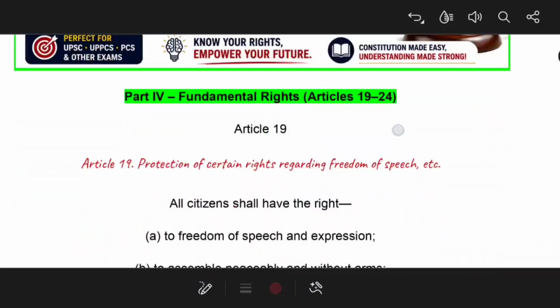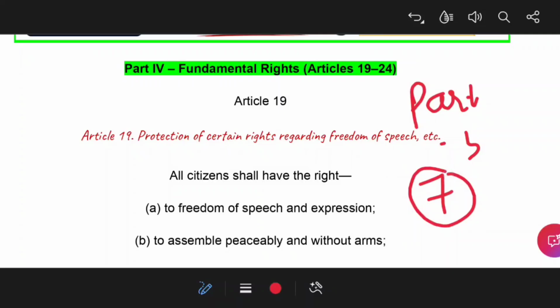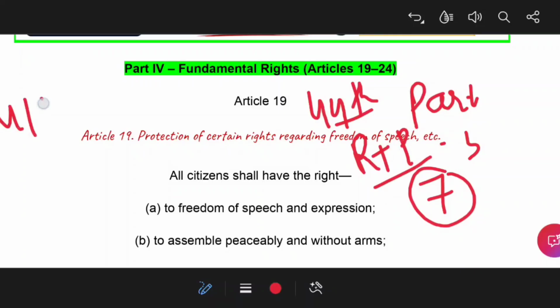So as you all know, there are fundamental rights in part 3rd of the Indian Constitution. In part 3rd, originally 7 types of fundamental rights were provided, but according to the 44th Constitutional Amendment Act, the right to property was removed from the fundamental rights. Now it is a legal or constitutional right under article 300A. So there are only 6 types of fundamental rights available to the citizens of India, right?